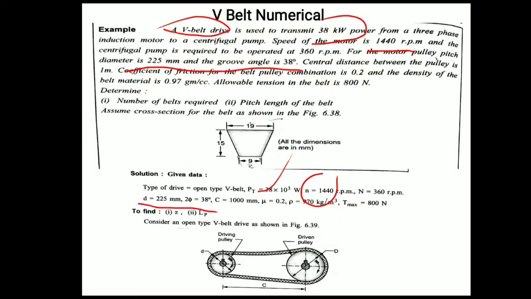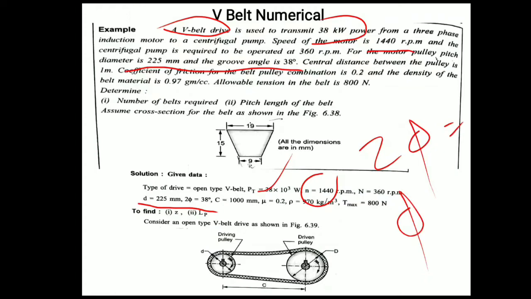Now groove angle is 38 degree. So the groove angle, if they have given it, it means that 25. So 25 value is something, and 5 is the value we need to calculate, correct? So that will be the groove angle.